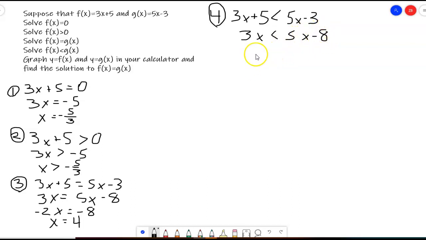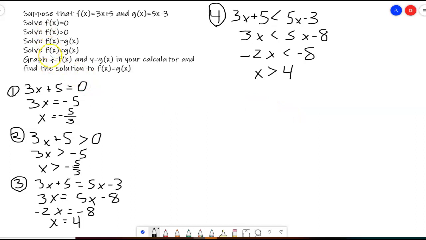Then we will subtract 5x from both sides. Once again, we're not multiplying or dividing, we're subtracting. So that's going to be negative 2x is less than negative 8. And finally, we're going to divide both sides by a negative 2. That turns around our inequality sign. So we flip that around, so x is going to be greater than 4. And that'll be our answer for that one.